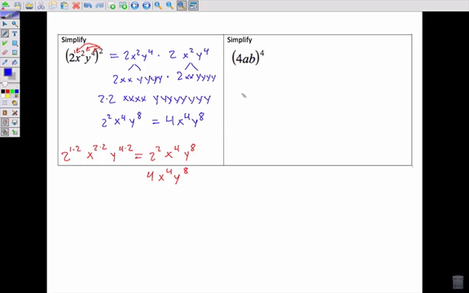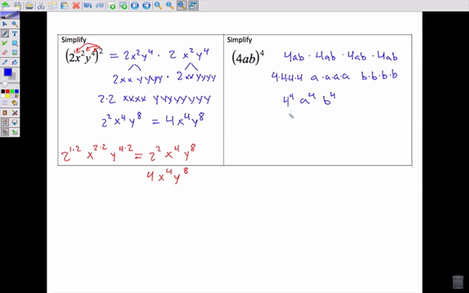Lastly, I got this 4ab and I've got it taken to the 4th. So I've got 4ab, 4ab, 4ab, 4ab. And group stuff together. And I've got 4 of everything. So this is 4 to the 4th, a to the 4th, b to the 4th.